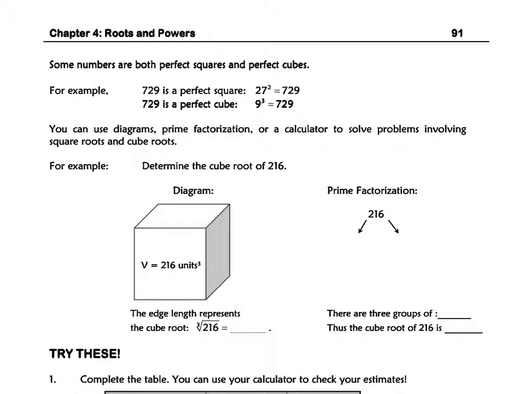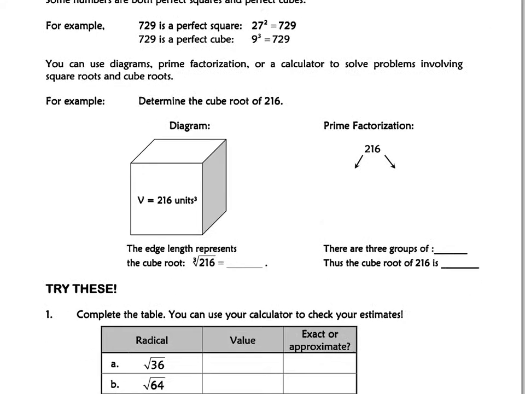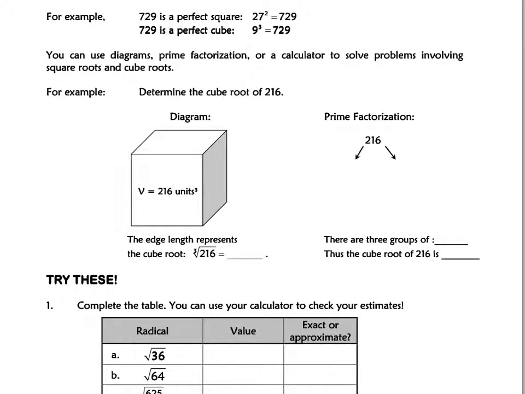So we talked a little bit about perfect squares and a little bit about perfect cubes, and some numbers are both perfect squares and perfect cubes. For example, 729 can be written as 27 times 27, so that is a perfect square. And 729 can also be written as 9 times 9 times 9, so that means it's a perfect cube as well. So when you're trying to determine if a number is a perfect cube or a perfect square, if it has a nice cube root or a nice square root, there's a couple of things you can do.